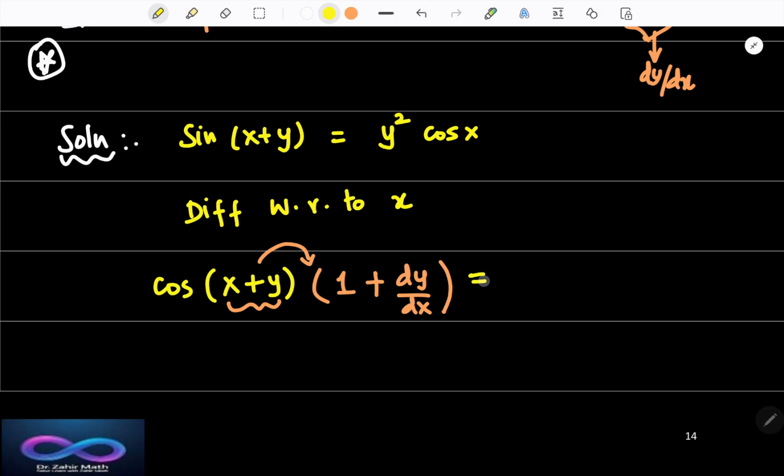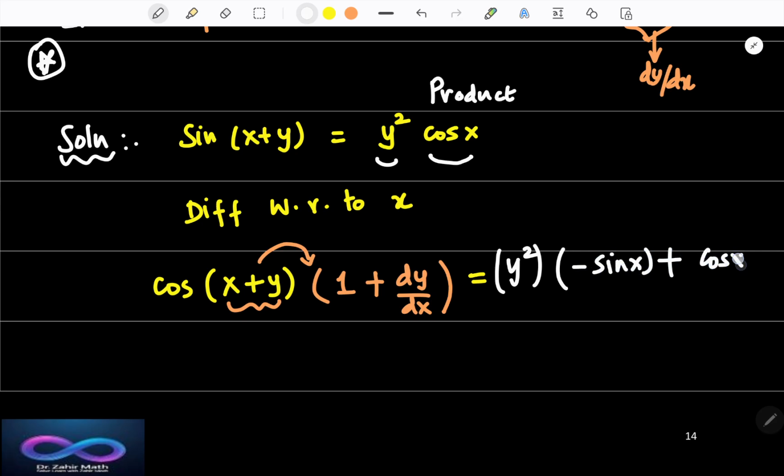Okay. Is equal to. Now, it looks like a product. Can you see that? So, this is a product. Both are functions of x and y. You can say like that. So, y square you keep, derivative of cosine x is what? Negative sine x, plus keep cosine x. What is the derivative of y square? 2y but then dy by dx. Very, very important. Don't forget.